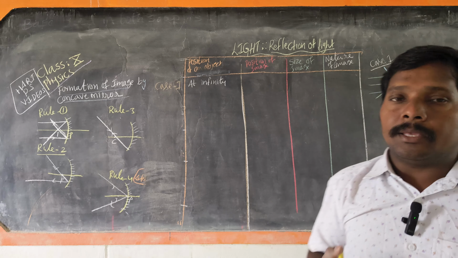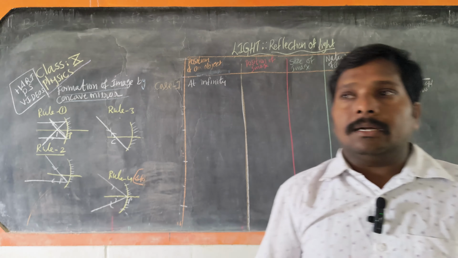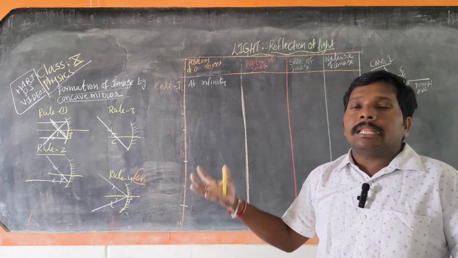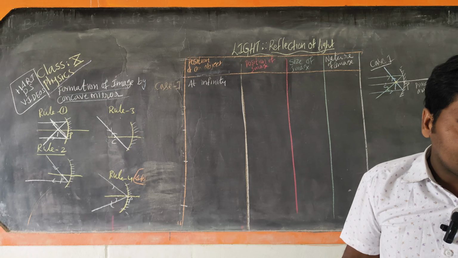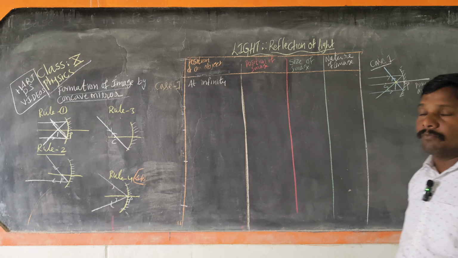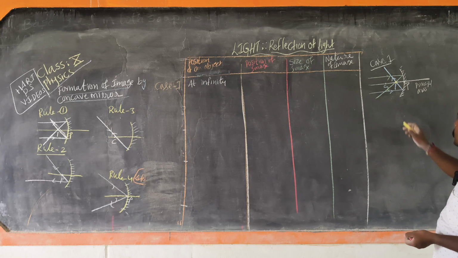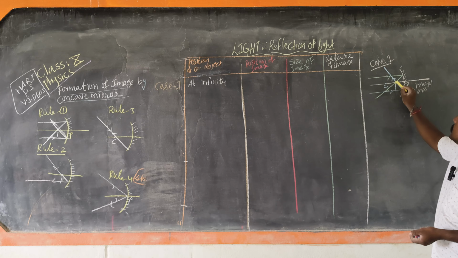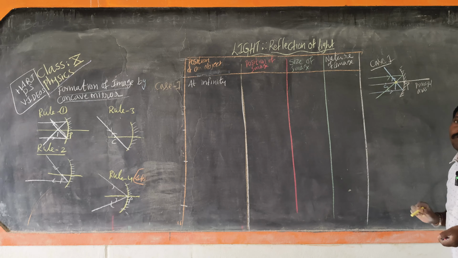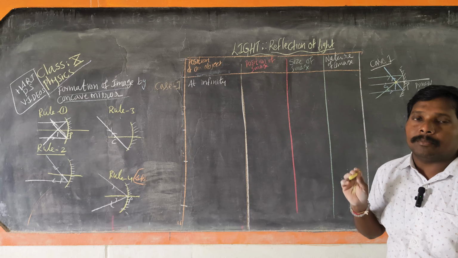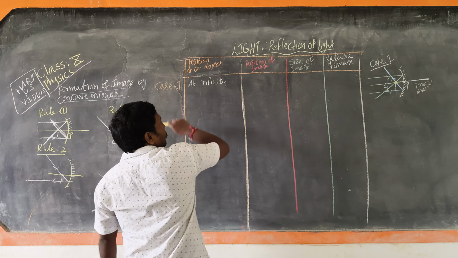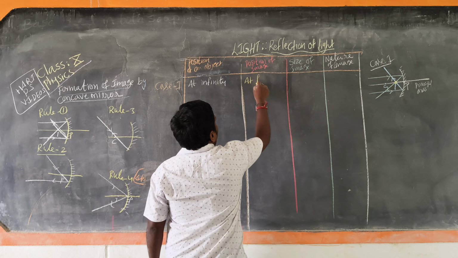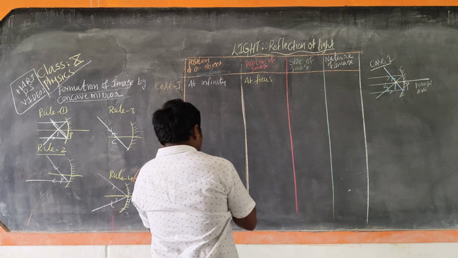We know the image is formed at the point where all the reflected rays converge. Here the reflected rays meet at a point. That point is the focus. So at the focus, the image of the object is formed. So if the object is placed at infinity, where is the image formed? At focus.